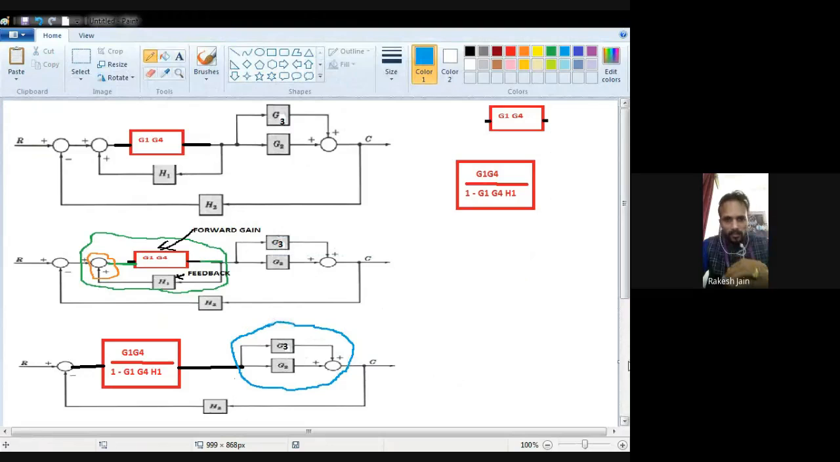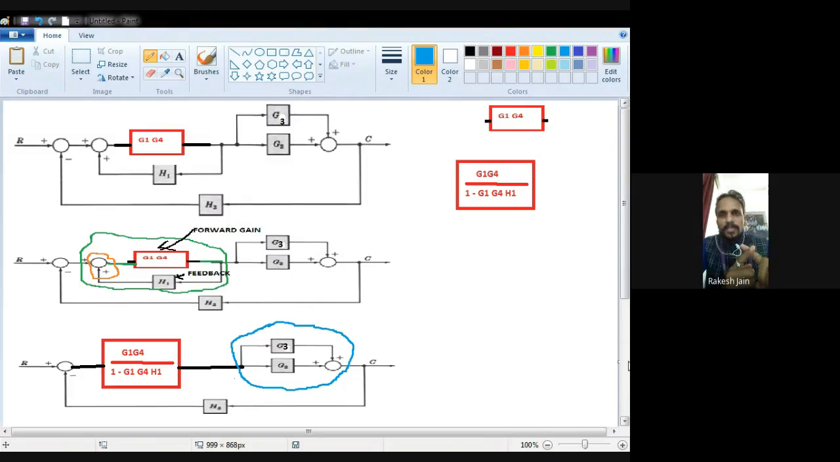See the question, how you can understand that these are in parallel. If the input comes from the same point and the output will reach at the same point, then the blocks are in parallel. So here G3 and G2 both come via a single pick off or take off point and reach the same summing junction. So they are in parallel via positive sign.